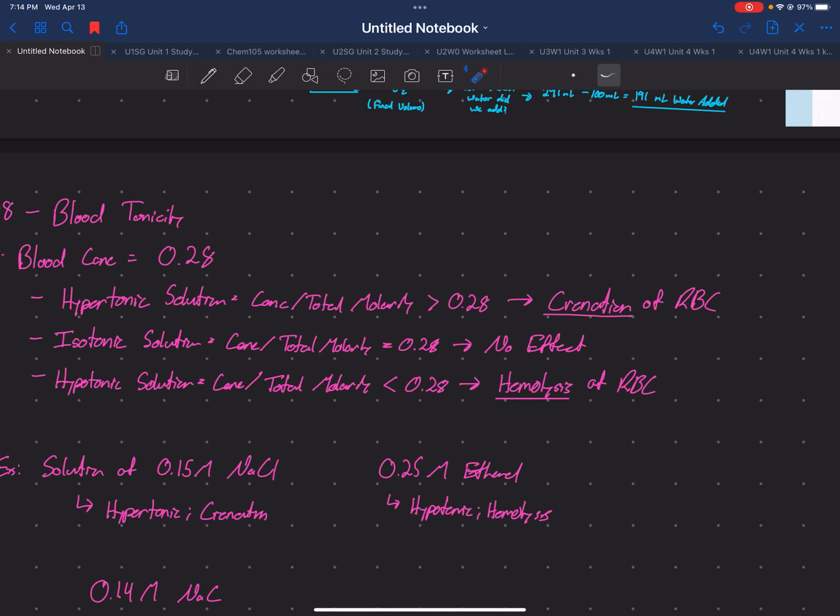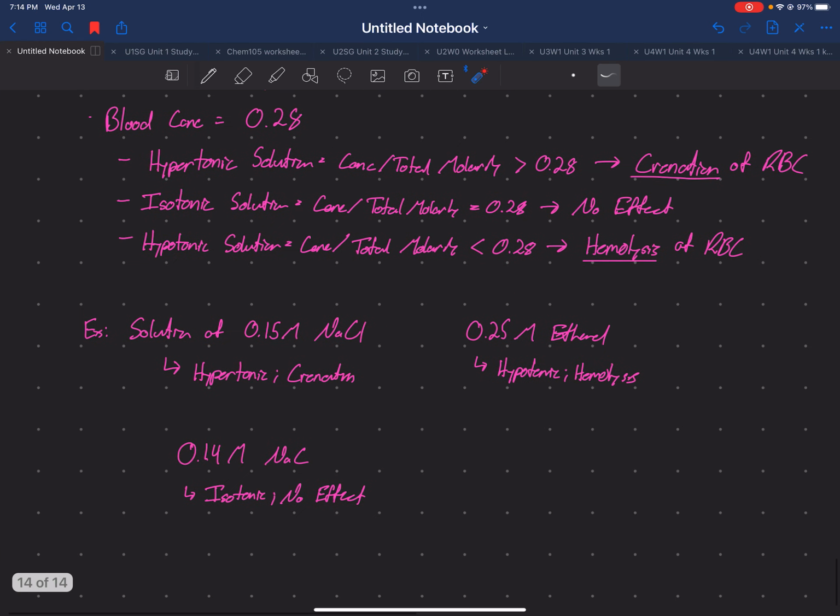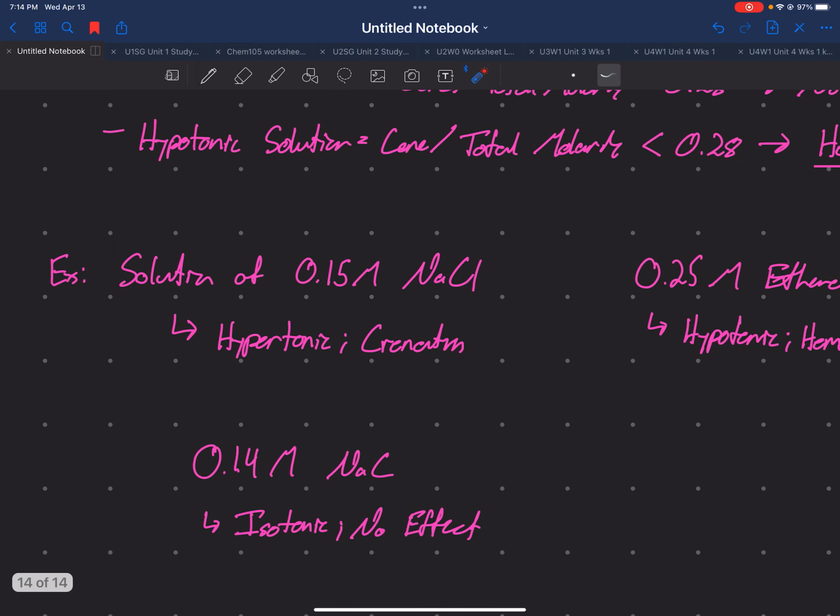Okay, so I put a quick example. If a solution of 0.15 molar NaCl, so this would be hypertonic, right? So 0.15 NaCl.